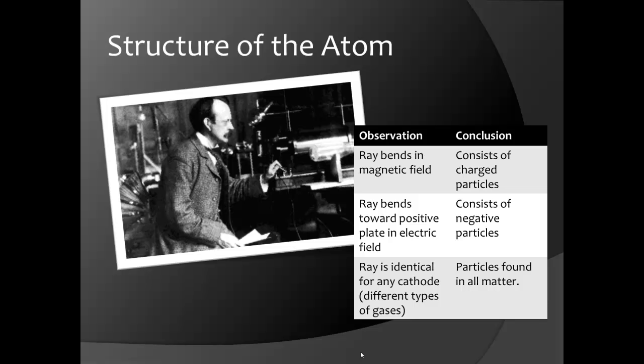And here's the big thing. He used a bunch of different types of cathodes, meaning different types of gases. So he found that all of these particles were found in matter. So this is kind of a big deal because now they realized that the atom was actually made of more than one particle. It wasn't just a ball of something. It is made of a bunch of different particles. And now there's a negative one they know of, the electron.